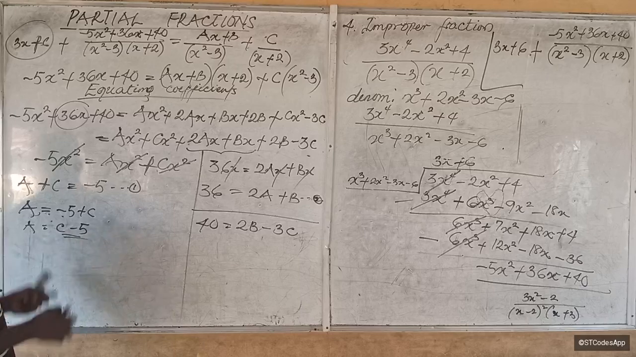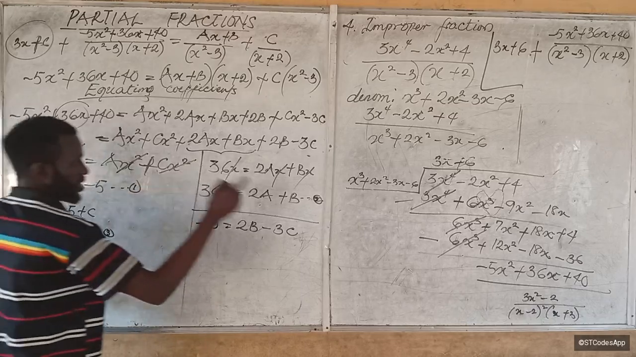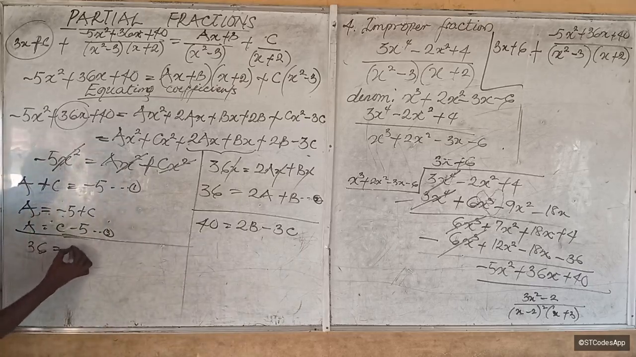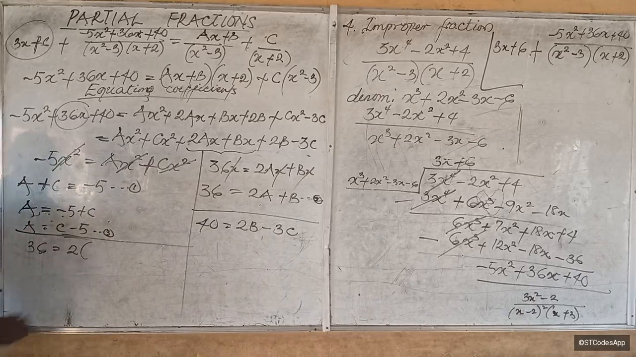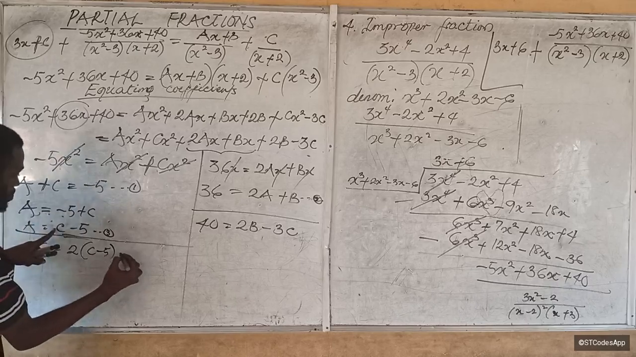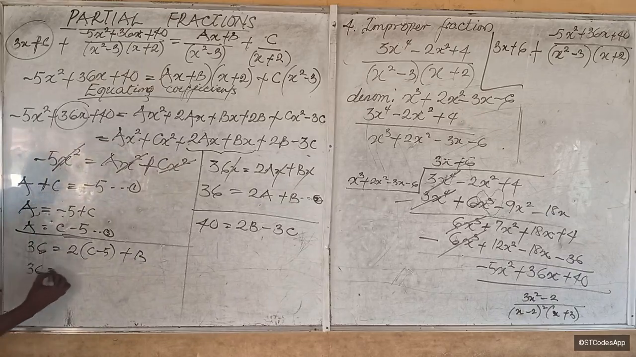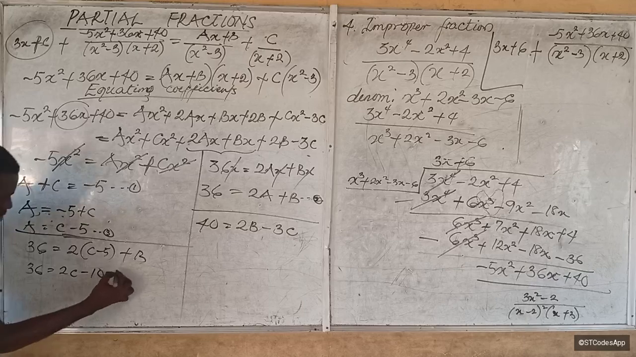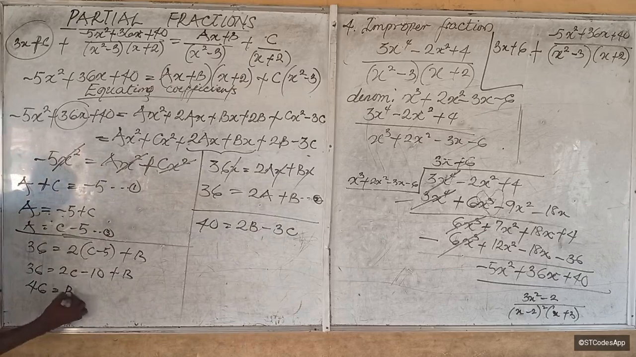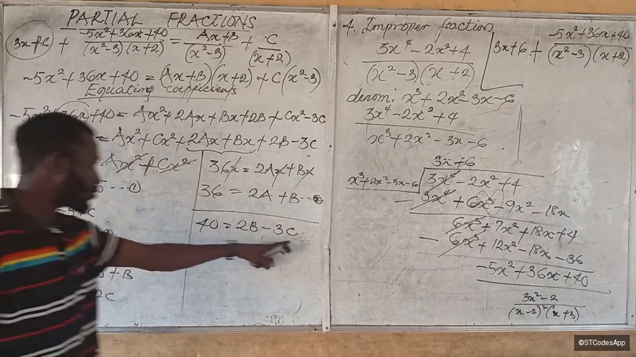So we'll now go to an equation that combines A and C. Let this be equation 3, then we'll substitute for A in this equation. So by the time we do that, we'll have that 36 is equal to 2 into bracket, A is now C minus 5, then plus B. So this becomes 36 equal to 2C minus 10 plus B. Let minus 10 come here. So we have 46 is equal to B plus 2C. Does this make sense now?